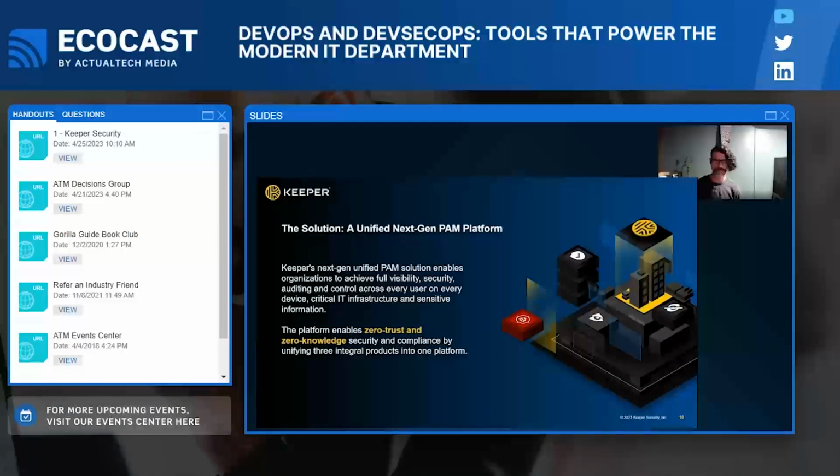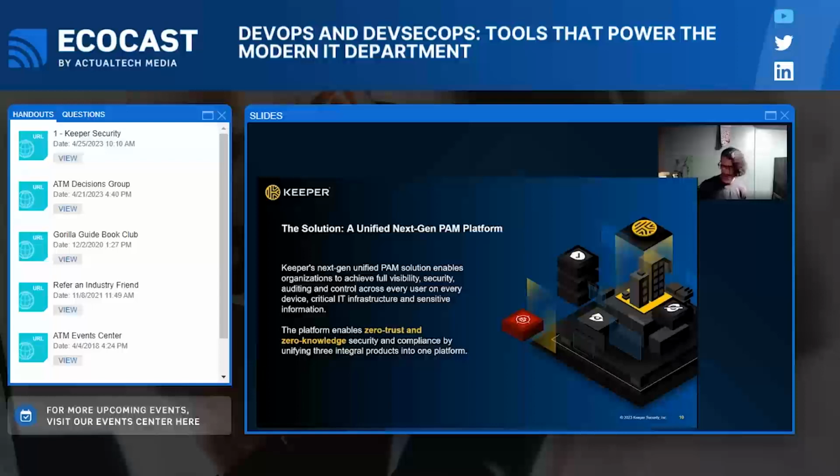Not just infrastructure, but information, sensitive information, simple information. Information leads to more information. If you think your lowest end user getting breached is not going to lead to a bigger breach, that's completely wrong. So let's take a look at Keeper's unified next-gen PAM platform. Is it easy to use? Does it unify everything together? Is it cost effective? Let's check that out.